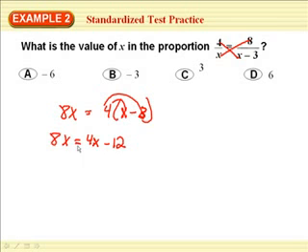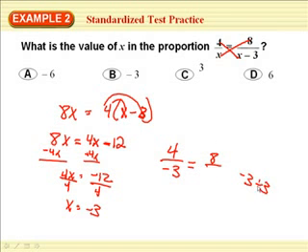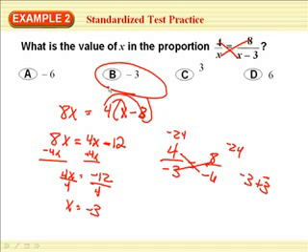So then I just solve it. Minus 4x, minus 4x. I get 4x equals negative 12 because I have to bring that negative down. Divide both sides by 4, x equals negative 3, and let's see if it works. So 4 over negative 3 equals 8 over, what's negative 3 minus 3, boom, boom, negative 6. Let's see if those cross products are equal. That's negative 24 there. That's negative 24 there. It works. The answer is B.